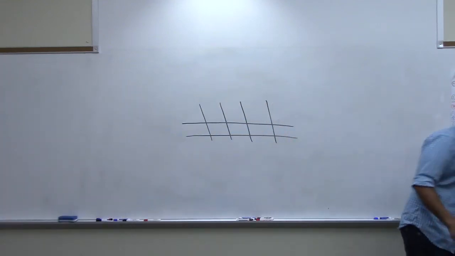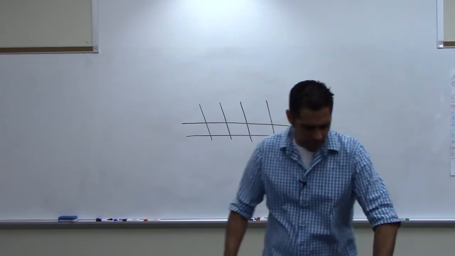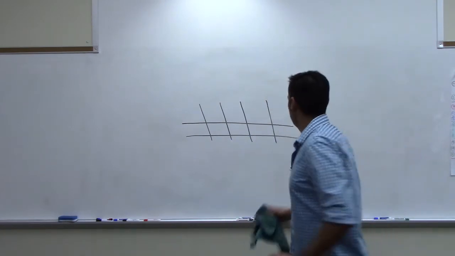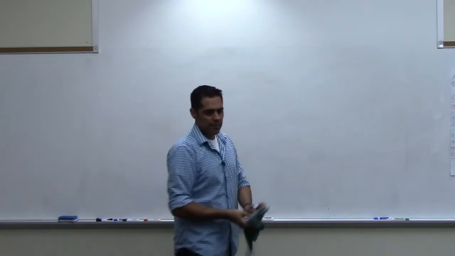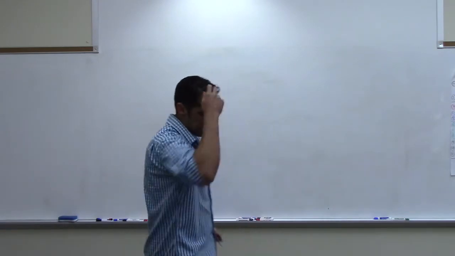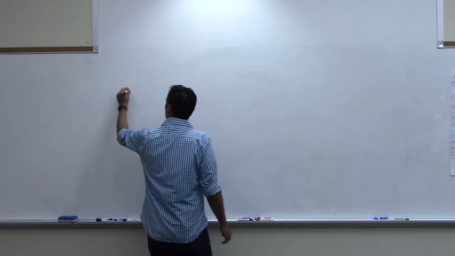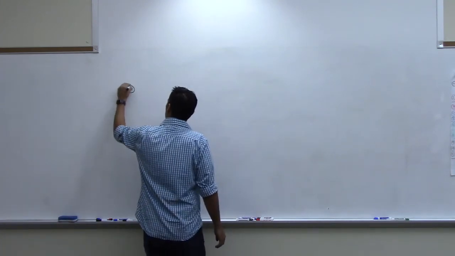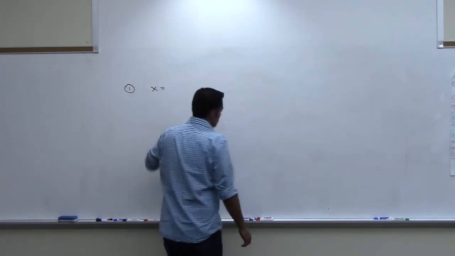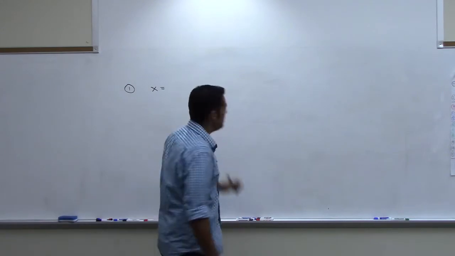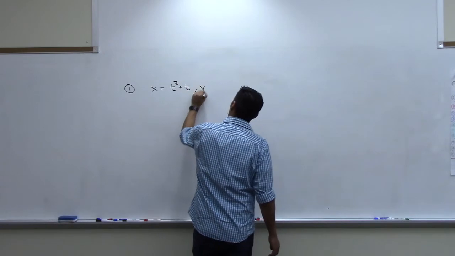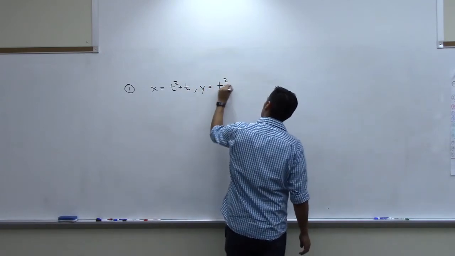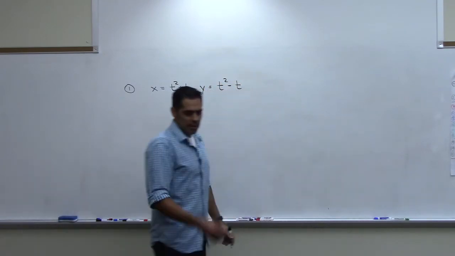So correct me if I'm wrong here. 9-1, numbers 1 and 4. Okay. So we're going to graph. We're being asked to graph the parametric curve. x is equal to t squared plus t, and y is equal to t squared minus t. Yes, sir. And we want to get a basic idea.